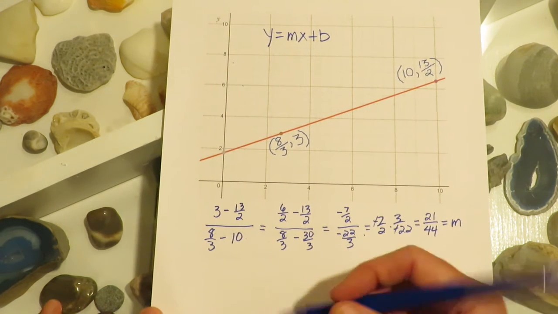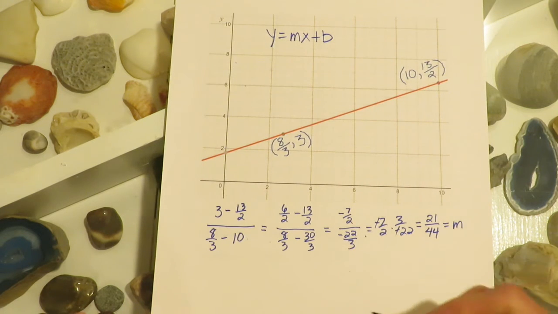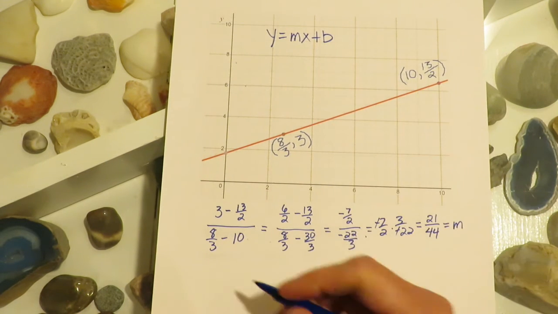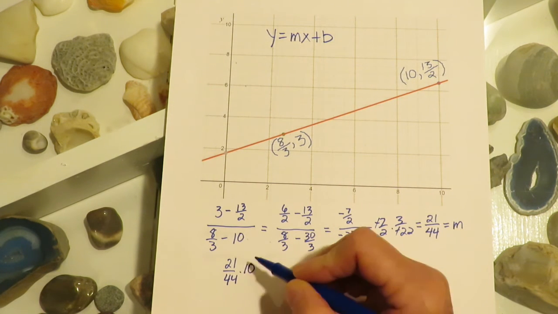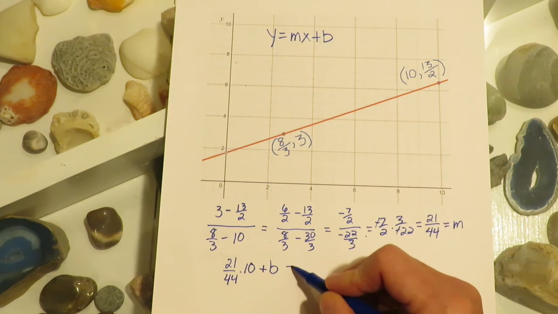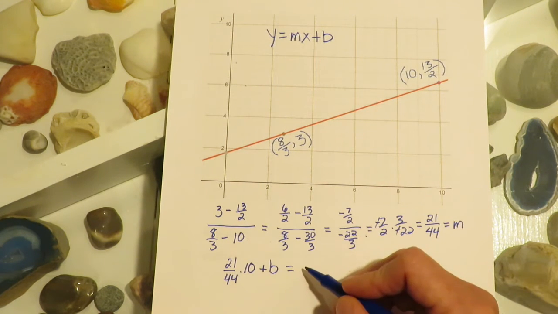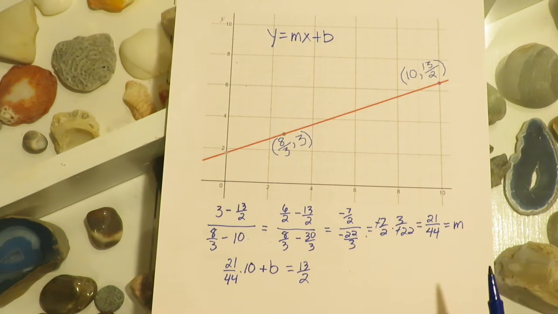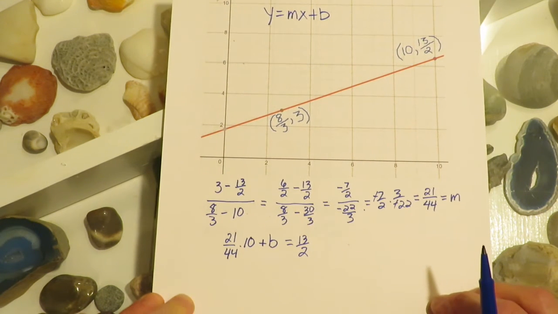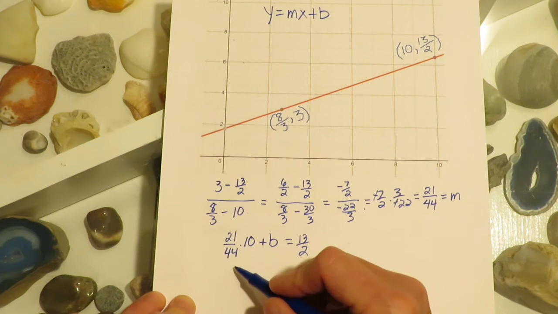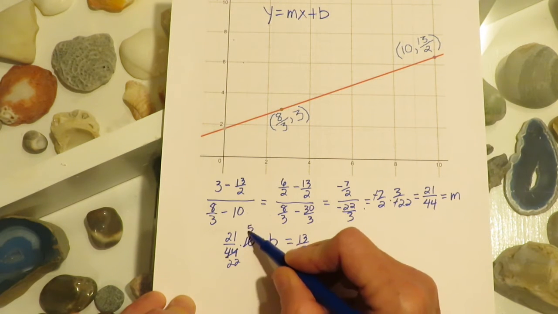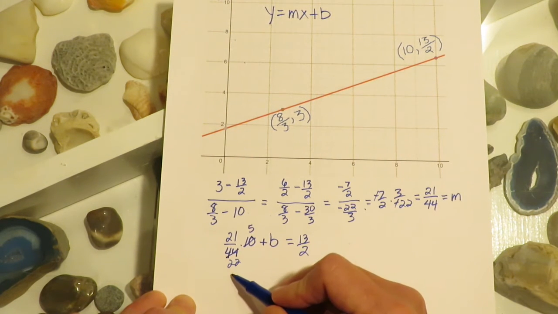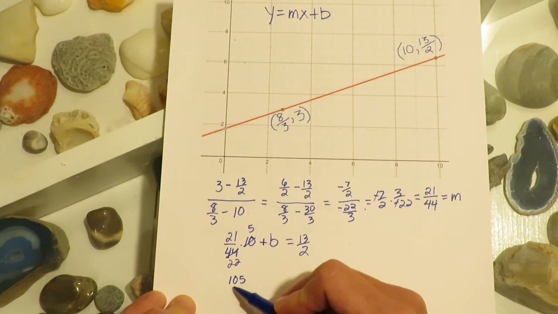Now to find the b, pick one of the points. It doesn't matter which one you pick. I think I'll pick this one. So 21/44 multiplies 10, because 10's my x, then plus whatever the correct y-intercept value is should give me 13 halves. Otherwise, it's not the correct equation of the line. So cleaning this up, 44 is even, and 10 is even. So 21 times 5 will be 105, and then 22 times 1 is 22.